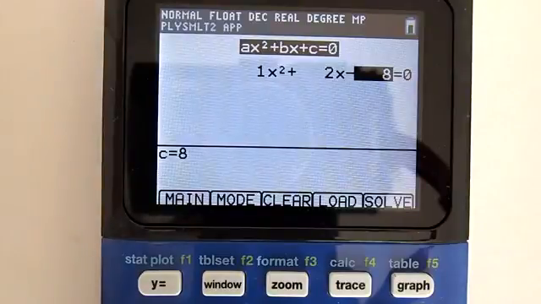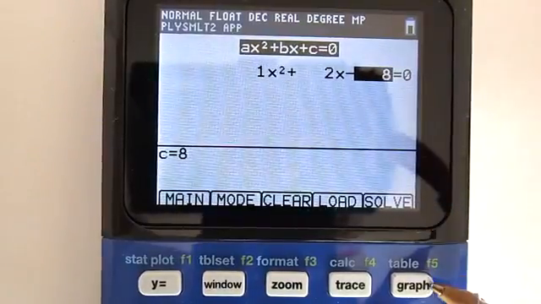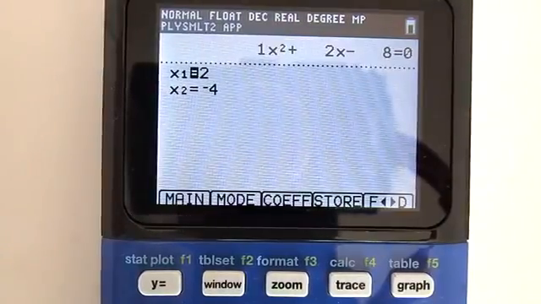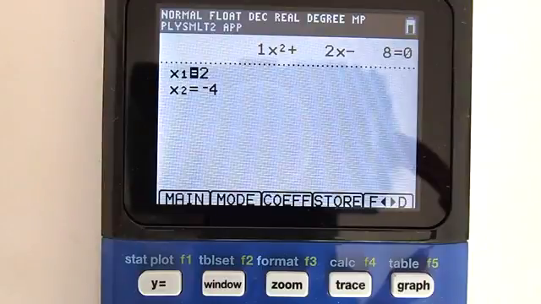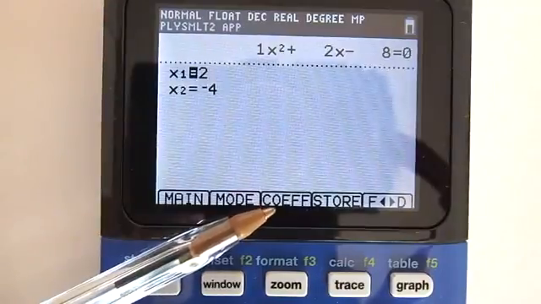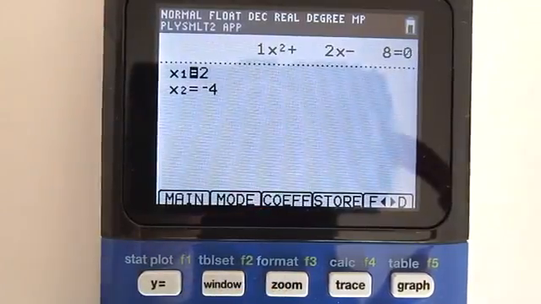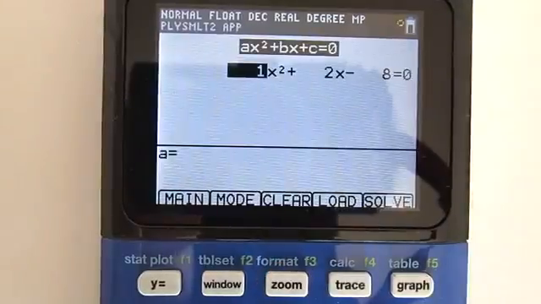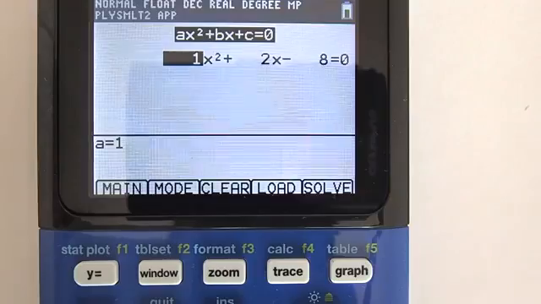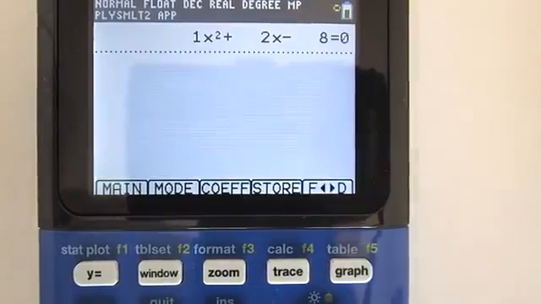Now we're ready to solve the equation by going to the Solve tab by pressing this graph key. And here's the answer: x equals 2 and x equals negative 4. From here, if you want to enter another equation to solve, then go to this coefficient tab here by pressing the zoom key. Now you can enter your next equation. I'm going to go back to the previous screen.